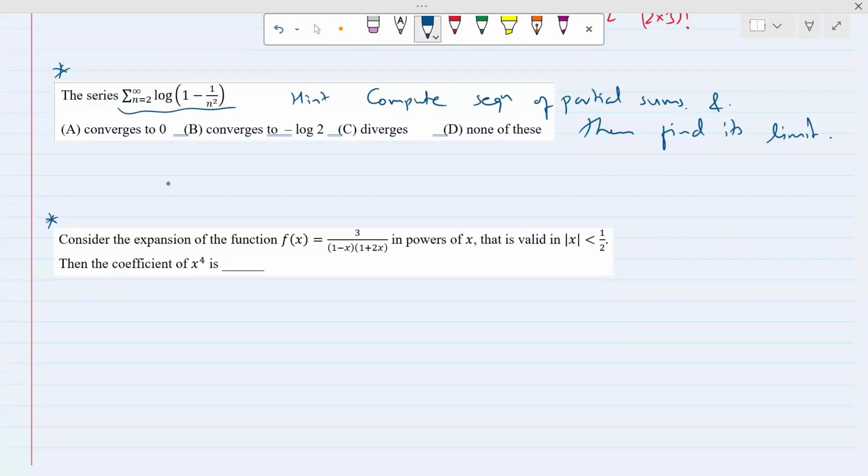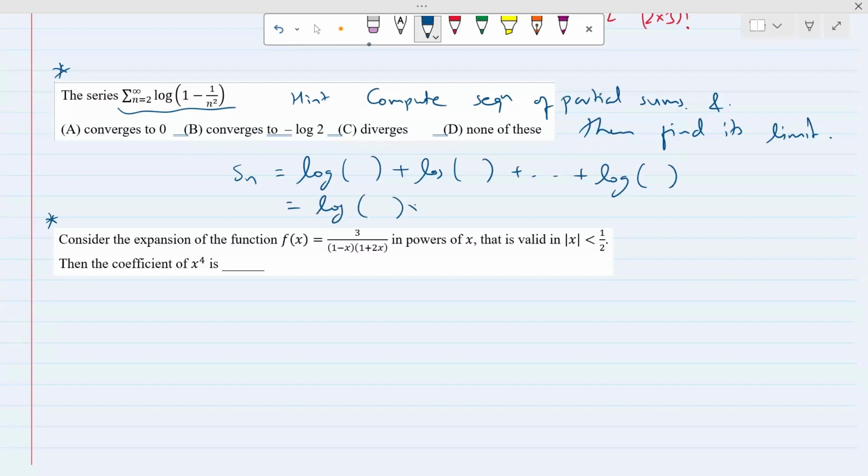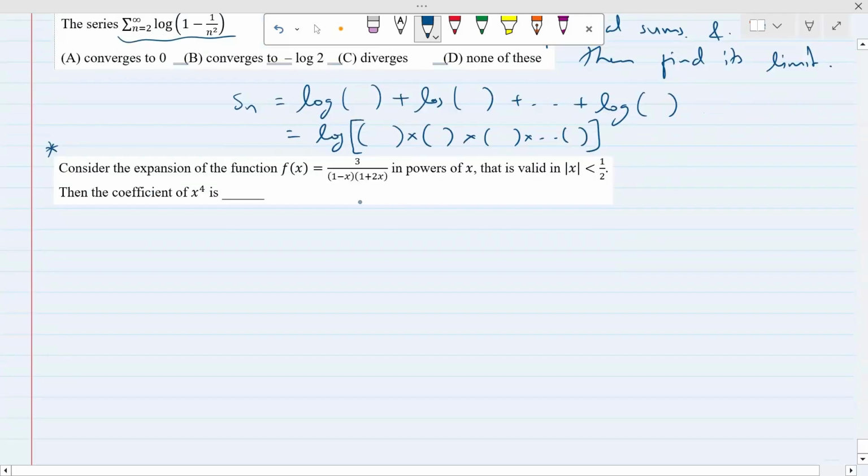Because there is a log, that will help you. For example, log of this plus log of this, n terms. By using the property of log, it's log of this. And then you can simplify, and you'll get the answer. Try out this. This is a different question.